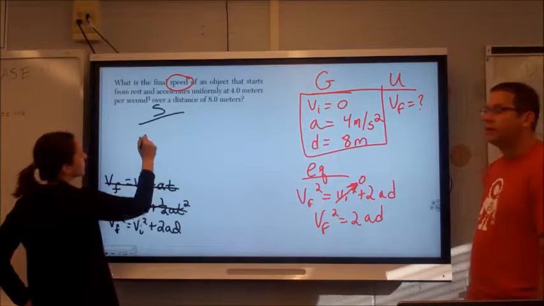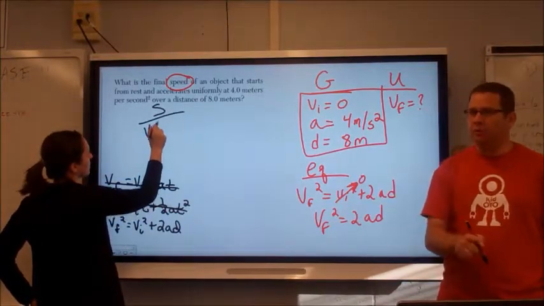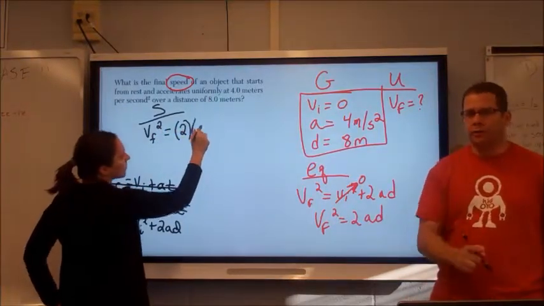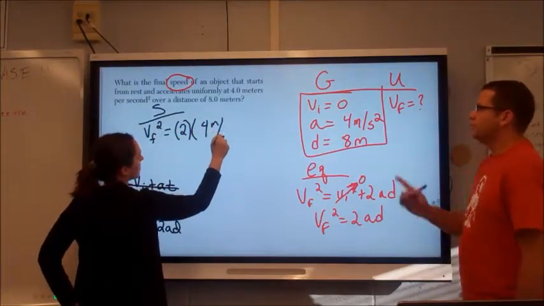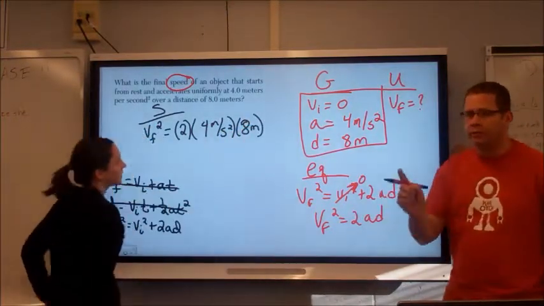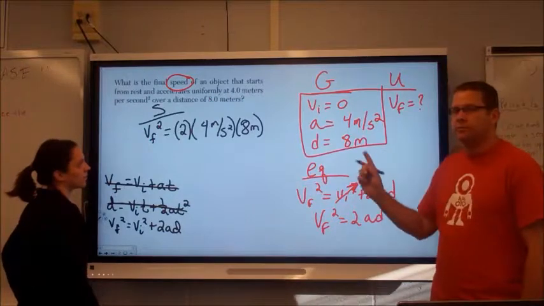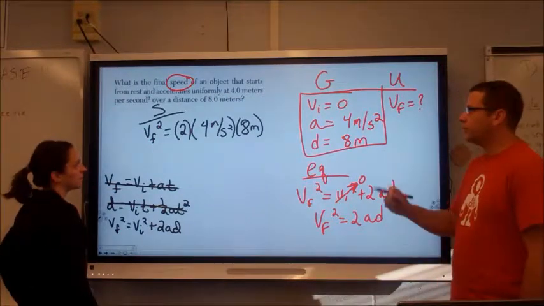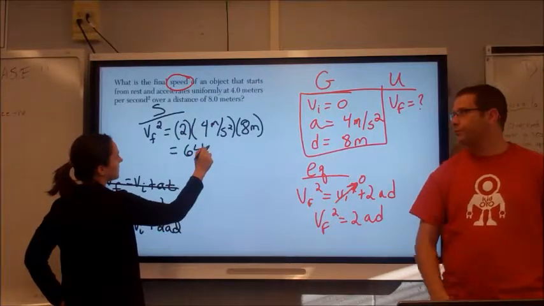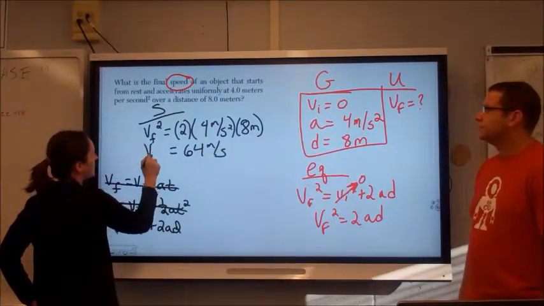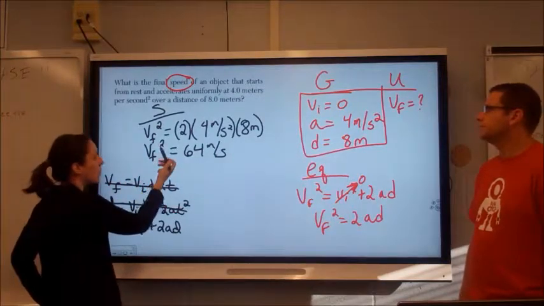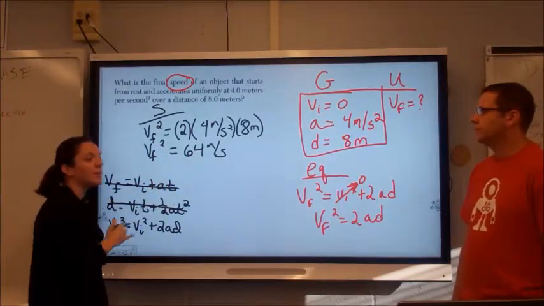So we'll substitute in. Remember, when you substitute, and this is a big problem, this is where you're going to lose points, you substitute with the units. So my VF squared is equal to 2 times A times D, which is 2 times 4 meters per second squared times 8 meters. Well, 2 times 4 is 8, and 8 times 8 is 64. But we have to be careful, because if we follow through this equation, we're seeing VF squared is 64. So I'm not done yet.